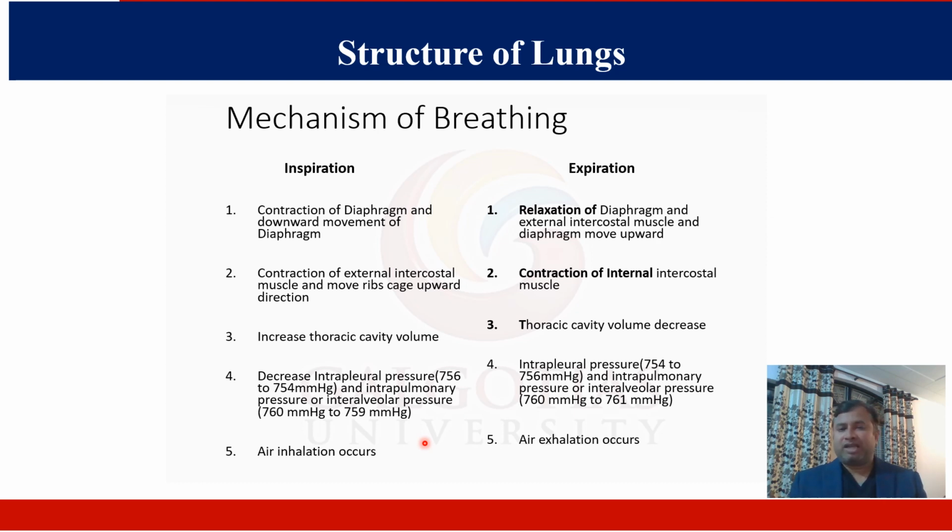In the expiration process, first, the relaxation of the diaphragm and external intercostal muscles, while the diaphragm moves in the upward direction. Second, the contraction of internal intercostal muscles. As a result, the thoracic cavity volume decreases. So when the volume of the thoracic cavity decreases, the air will come out of the lungs. So the process is called air exhalation.